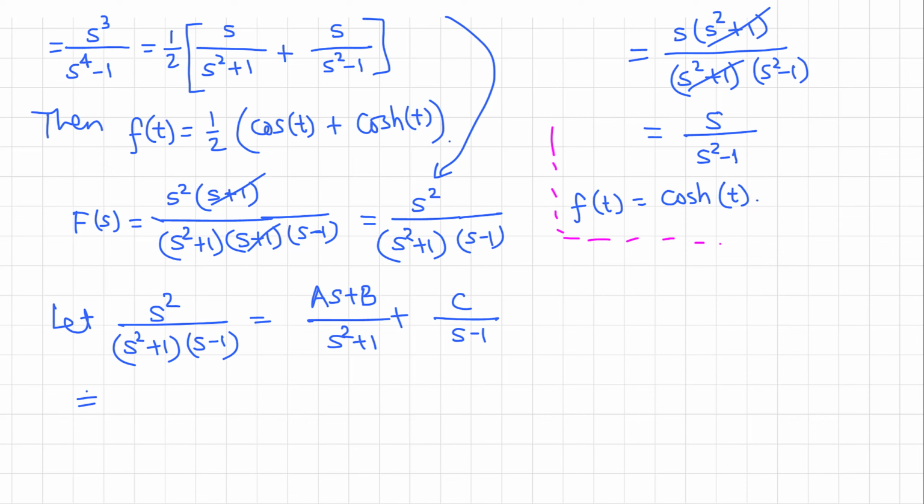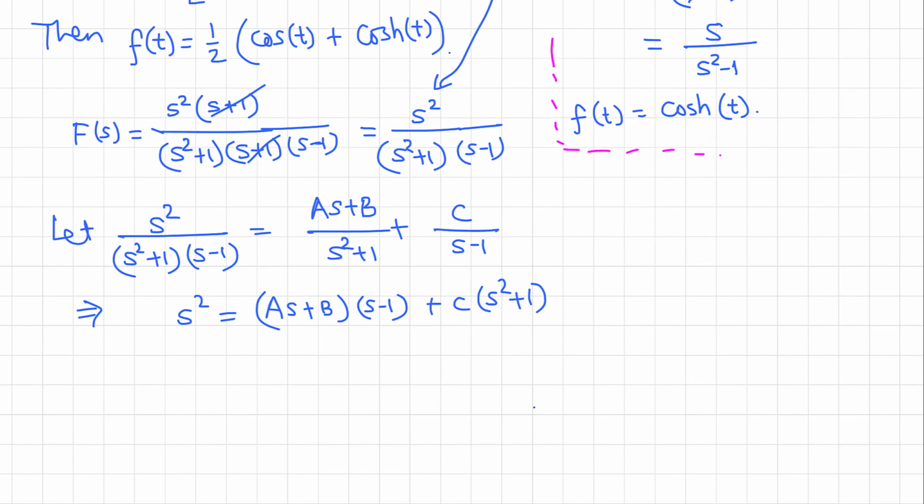So we let this one. Then this implies, when we combine the right side, the top s squared equals, on the bottom these are distinct, so basically just cross multiplying, (as plus b)(s minus 1) plus c times (s squared plus 1). We've got the same bottom on both sides, and this is true for any value of s. Now we need to determine a, b, and c.